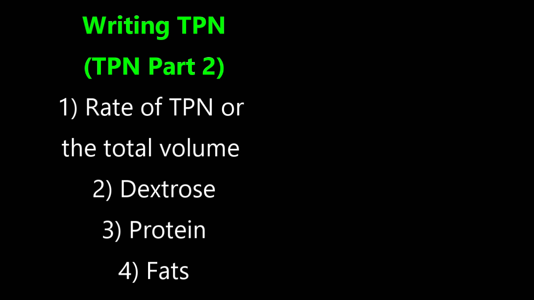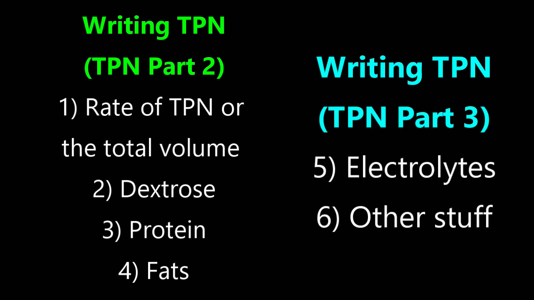In this video, we're going to cover the macronutrients and the rates. So we'll go over how to write or calculate the rate that the baby should be on of the TPN, and then we'll cover all the macronutrients. So we'll go over the glucose requirements, the amino acids, as well as the fats. In the next video, or part 3 of the TPN series, we'll go over the micronutrients or the electrolytes, as well as the vitamins and minerals and anything else that we might throw into a TPN bag.